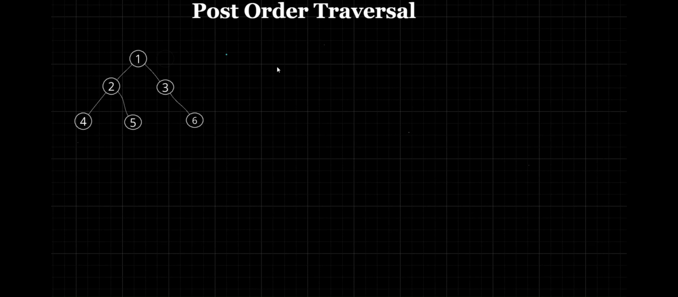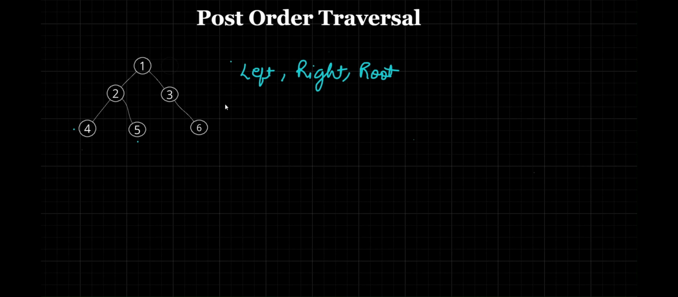In post-order traversal, it will basically start to cover the left subtree, then the right subtree, and then at the end it will cover the root. So it follows this policy: left, then right, and then root. It will follow the left subtree first, then the right subtree, and then the root.